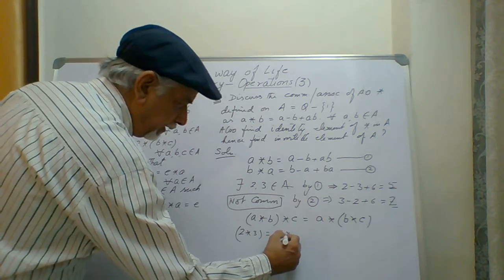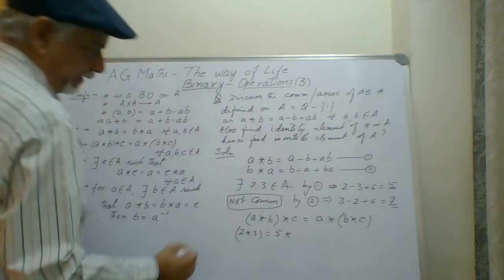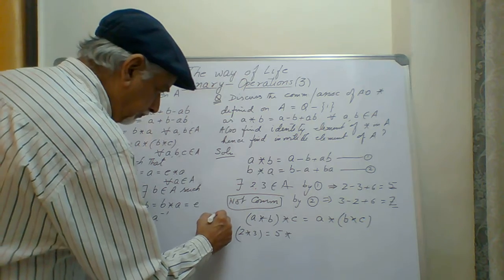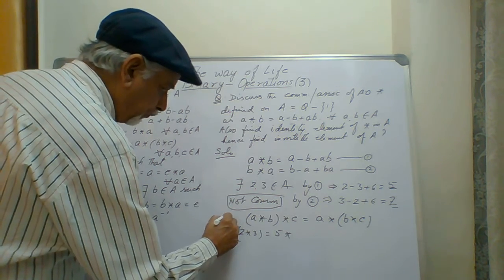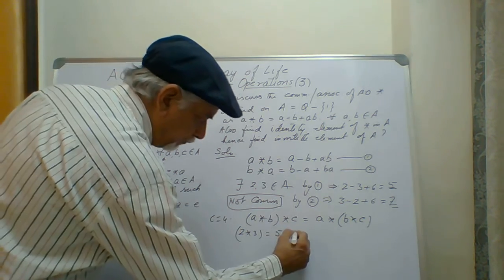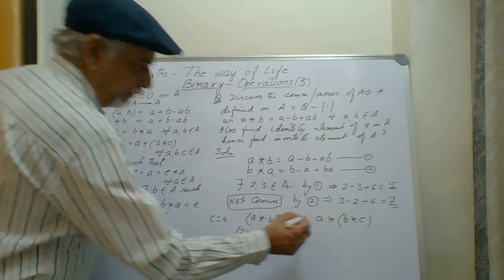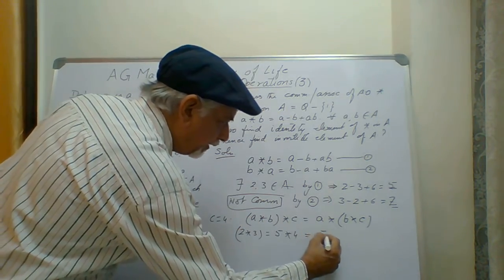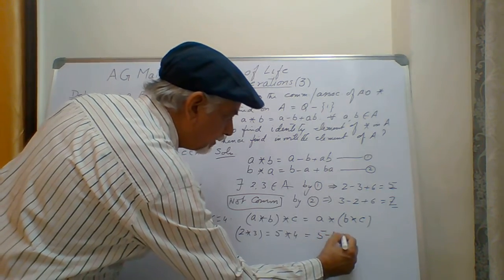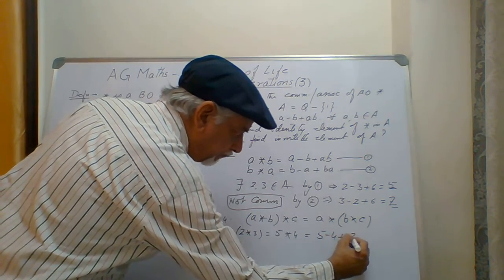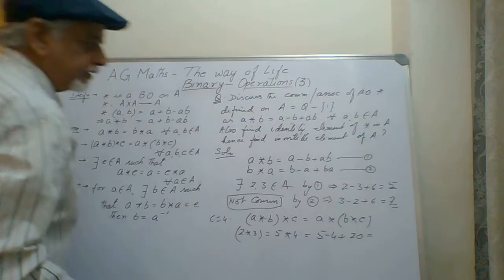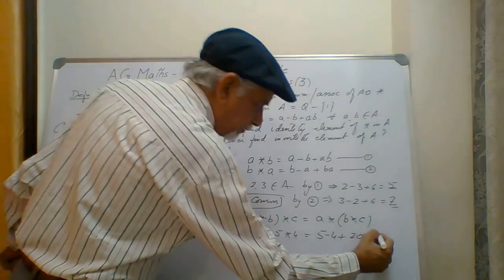5 binary, let us take C as, suppose C is my 4. So into 4. So this will give me again what? 5 minus 4, that is A minus B plus A into B is 20. So here the result is 25 minus 4 is 21.